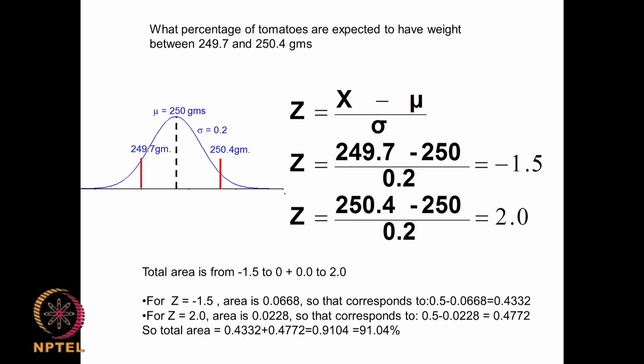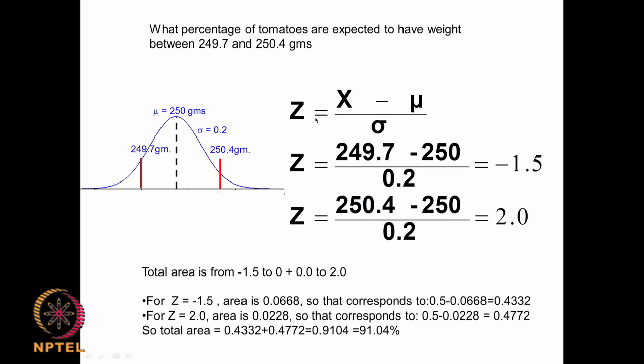Now let us look at another problem. So again, tomatoes, the mean is 250 grams and sigma is 0.2. What percentage of tomatoes are expected to have weight between 249.7 and 250.4? So I want to know this area, understand, okay, I want to know this area.